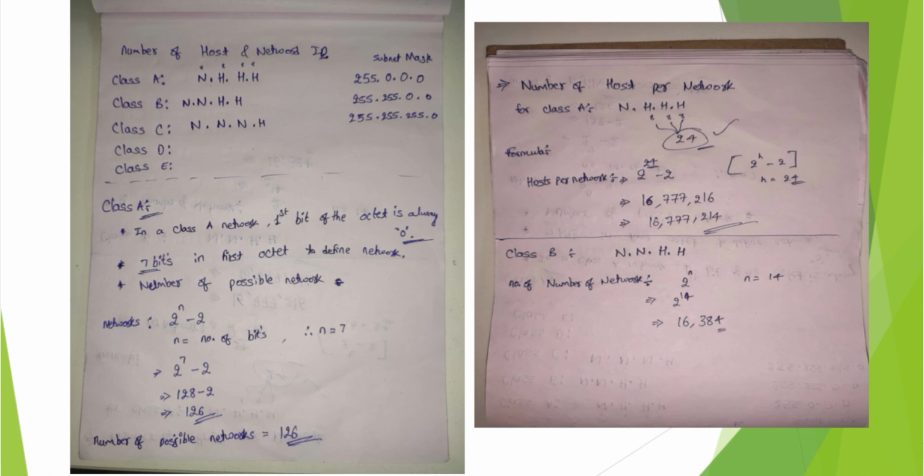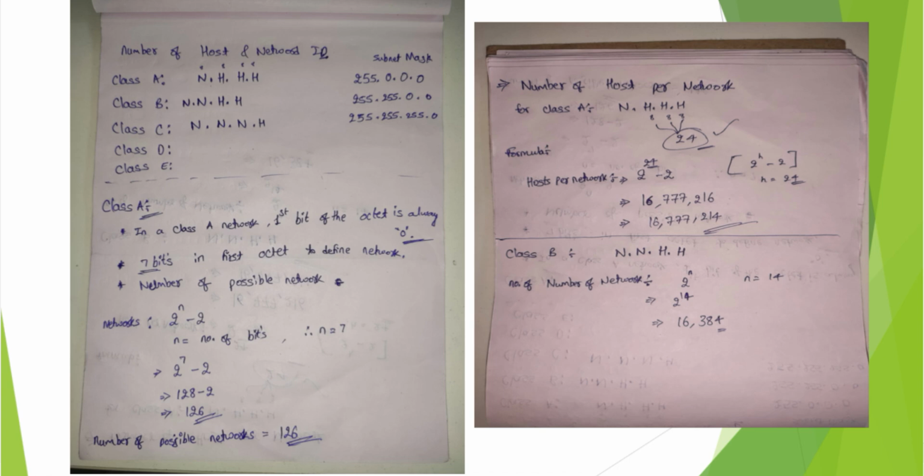Here the n is 7. In the first octet we put the first value as 0, and the remaining ones are 7. So 2 power 7 minus 2; 2 power 7 is nothing but 128. 128 minus 2 is 126. So the number of possible networks is 126. Right? Now how to calculate the number of hosts in a network?